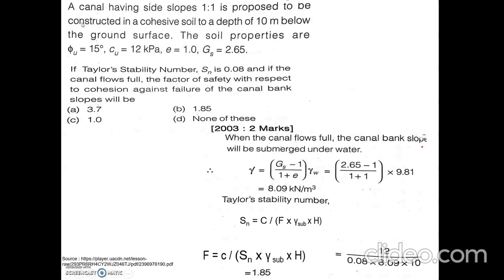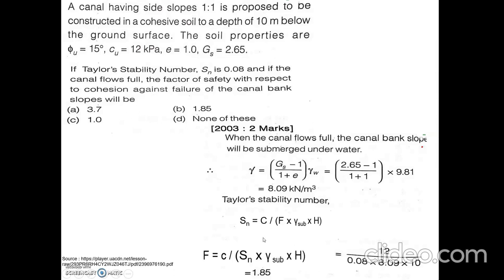We will solve a problem based on one of the conditions. A canal having side slopes 1:1 is proposed to be constructed in a cohesive soil to a depth of 10 meter below the ground surface. The soil properties are given as phi u equal to 15 degree, Cu equal to 12 kPa, void ratio e equal to 1, and specific gravity equal to 2.65. If Taylor's stability number Sn is 0.08 and if canal flows full, the factor of safety with respect to cohesion against failure of the canal bank slope should be calculated.